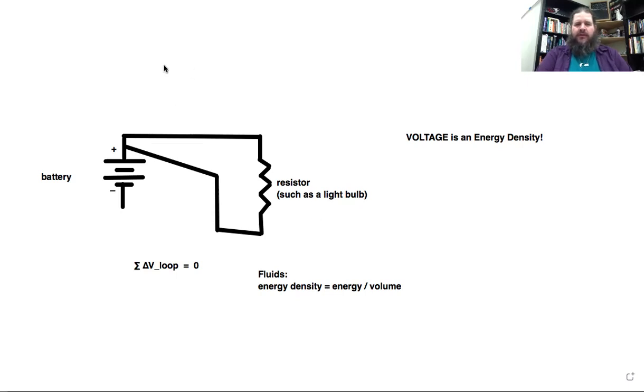So the electrical equivalent of energy density is not energy over volume, it's energy over charge. That is, how many joules of energy per coulomb of charge. So that would be the units there. Joules per coulomb. Or J over C, joules per coulomb. So that's what we mean by energy density for electricity. And as an abbreviation, we call that electrical potential or voltage.